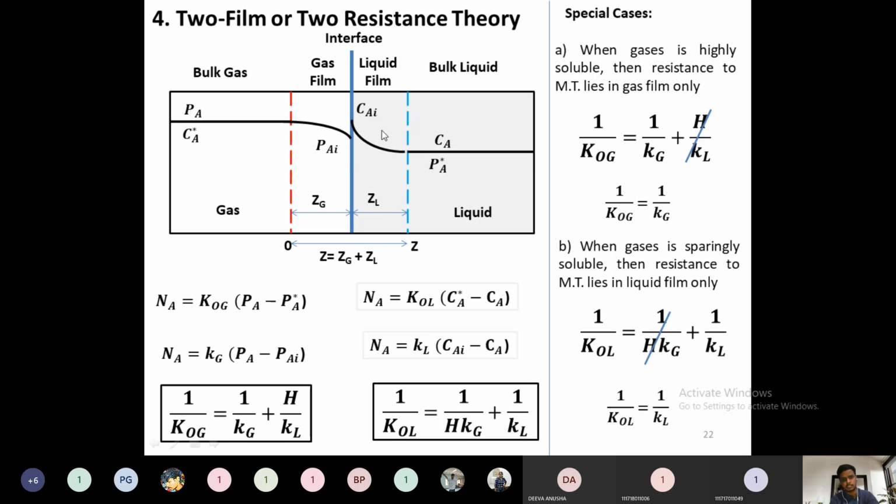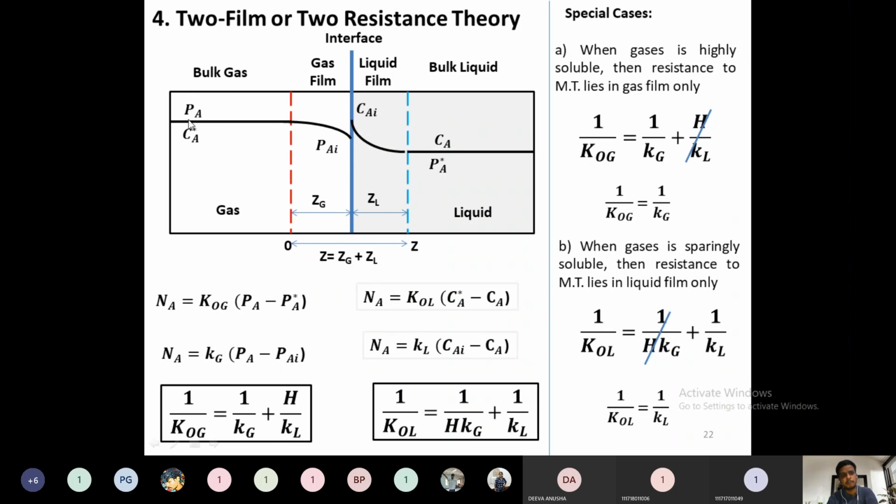According to film theory, mass transfer will take place within the film. Now, what are these parameters? What are these notation schemes? PA is the partial pressure of component A in the gas phase, whereas Ca star is the equilibrium concentration of component A, which is in equilibrium with PA.